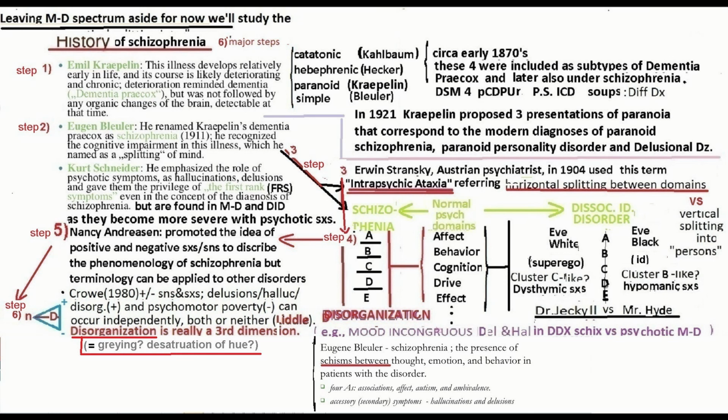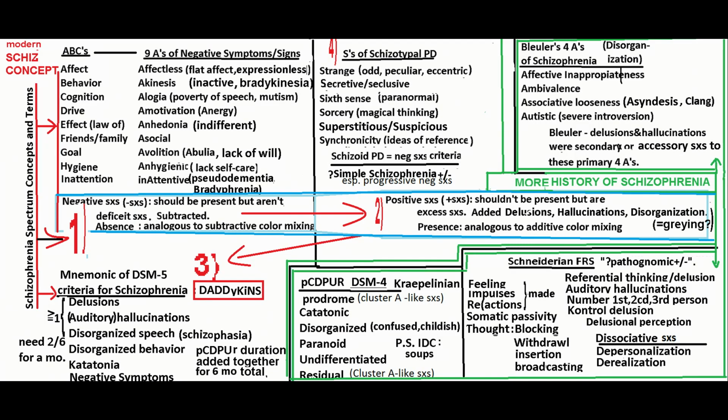So basically, if you look over on the lower left-hand corner of this slide, you'll see a triangle there with normal and a D in the middle, and then a plus and minus on top. The idea is that there are positive symptoms, negative symptoms, and disorganization, which is actually a third dimension that's independent of positive and negative symptoms. This here is just a lot on the history and diagnosis of schizophrenia. It's too much to go over in one sitting.